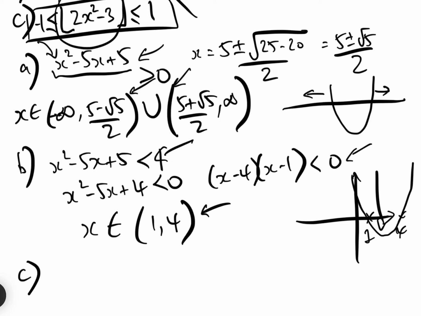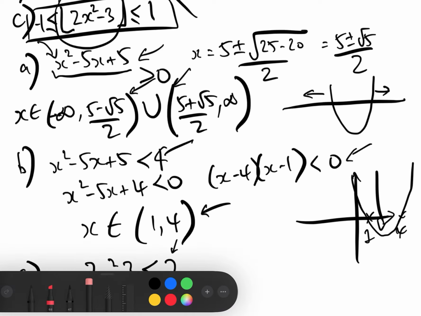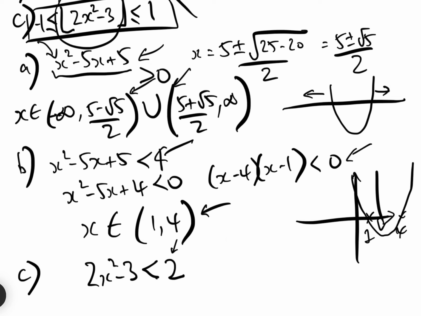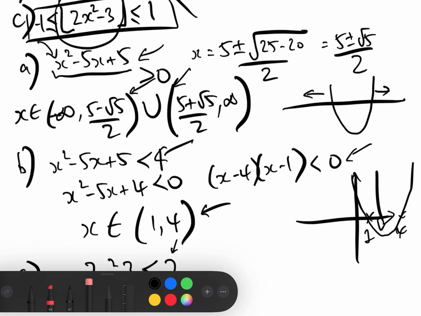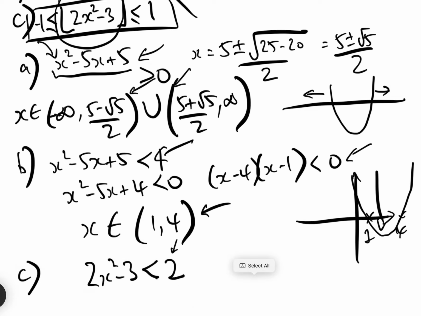Well, that actually means that 2x squared minus 3 can be all the way up to, but not including 2, because it would then get rounded down to 1. Remember, if we had equal to 2, it would not get rounded down to 1. So we cannot have it equal to 2. It must be less than 2. And also it must be greater than or equal to minus 1.